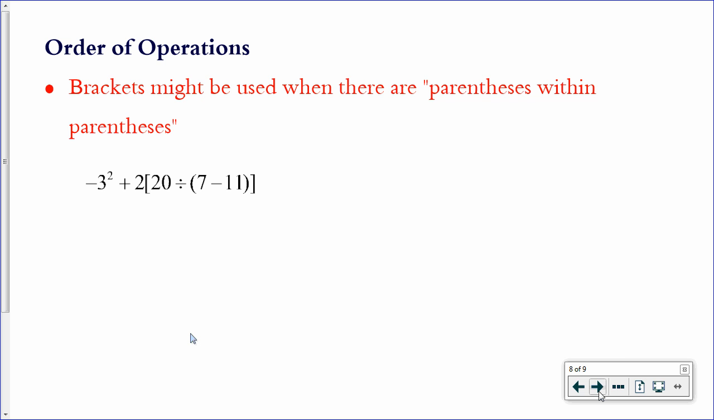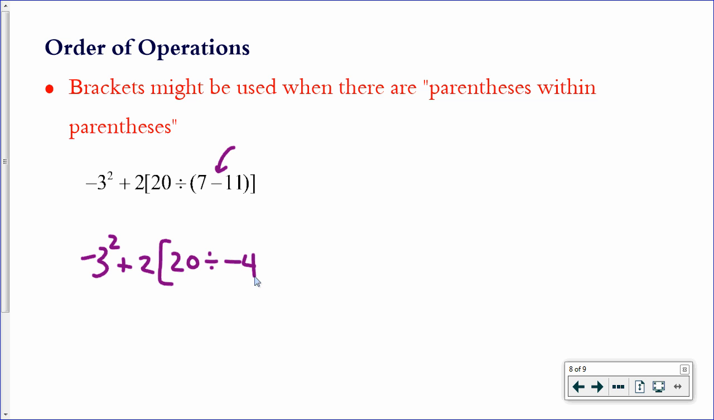So if I was to do the order of operations here, I would start with any operations inside of the innermost parentheses. So here I have 7 minus 11. Keeping the -3 squared, I'm not going to touch that yet. Keeping this bracket, this 20, and this division sign. And now I'm going to evaluate 7 minus 11, which is -4.